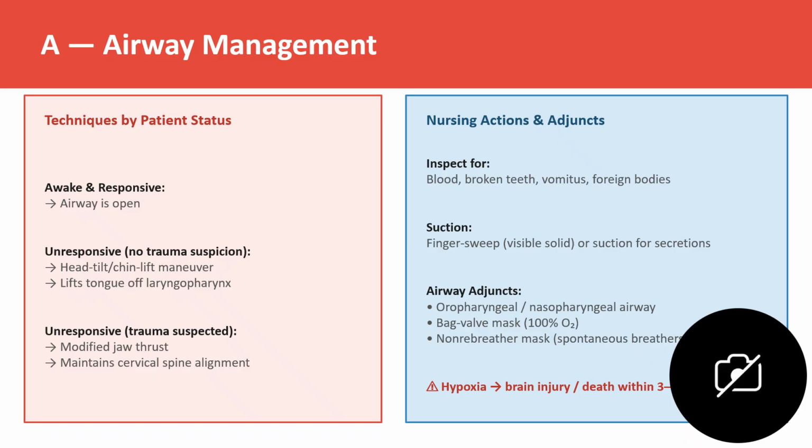Airway adjuncts include oropharyngeal or nasopharyngeal airways and a bag valve mask delivering 100% oxygen. We can use an Ambu bag, right? And a non-rebreather NRB mask for certain conditions such as COPD and for spontaneous breathers. One critical reminder is that hypoxia can cause irreversible brain injury or death within just 3 to 5 minutes. So airway is the first prioritization in the emergency setting.